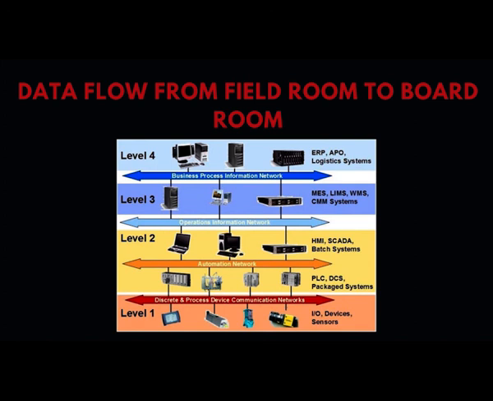Then in level 3, we have the other set of parameters like laboratory information systems and manufacturing execution systems. All these collect the data, and in level 4, the data comes from ERP and other business applications. And finally, on top of all this architecture, you will have a real-time dashboard which will disseminate the key process information to the decision makers like the operations manager or the general manager operations, who can also monitor the entire plant from a remote location.